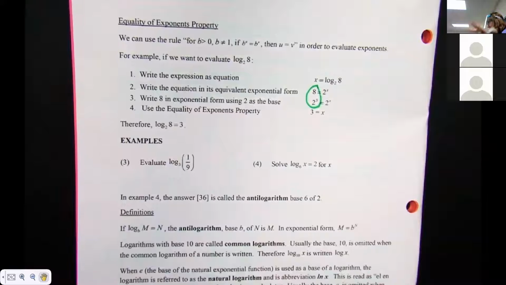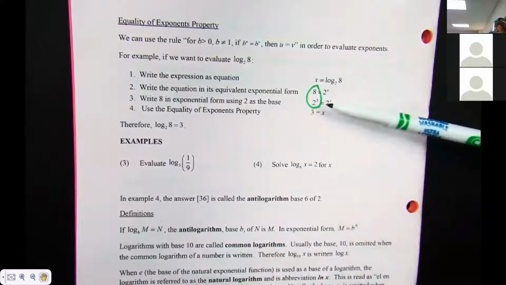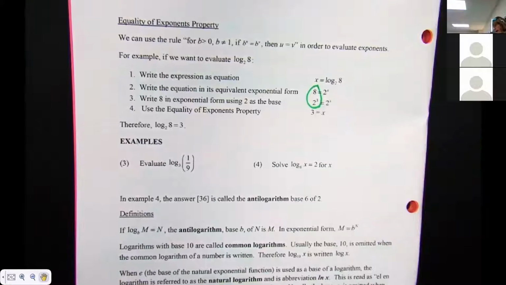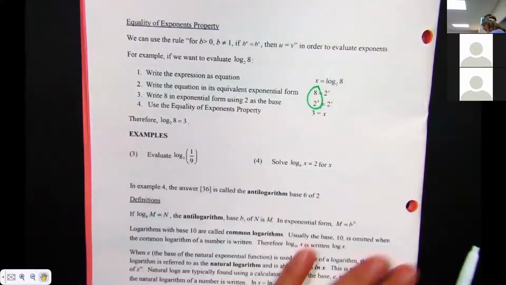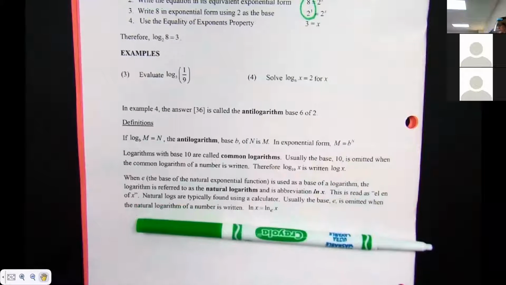So what we're going to do today is you guys are actually going to be solving some logs, but it's only possible when we're able to rewrite it with the same base. All right, so let's look at example 3 and example 4. What's the difference between example 3 and example 4? What does one have at the other end? An equal sign. That's right.